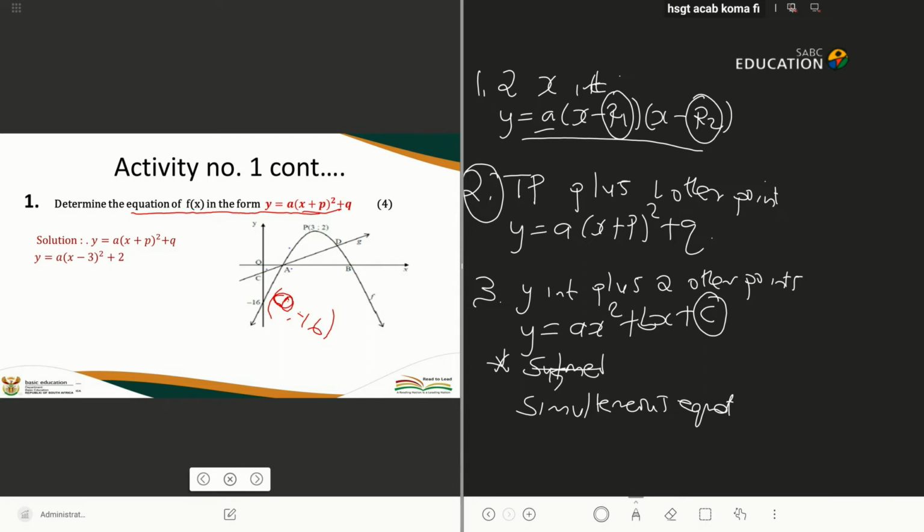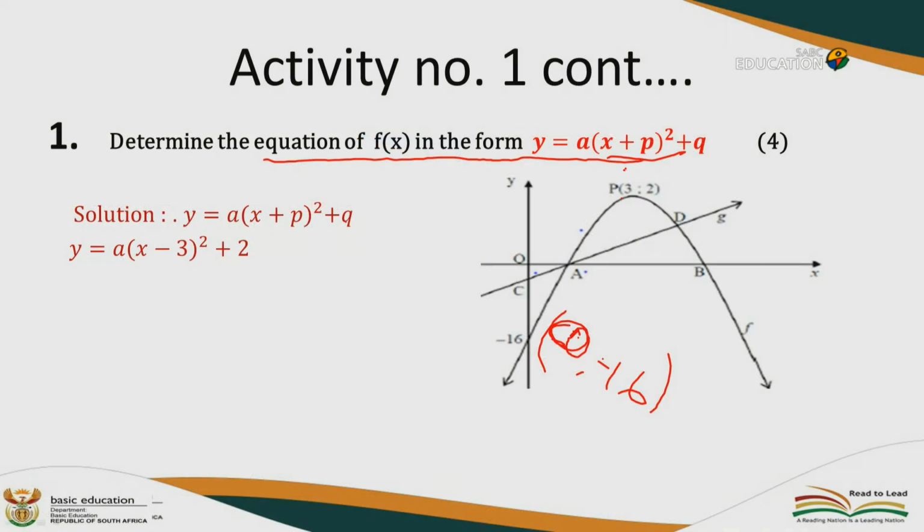So if our p here is positive 3, it means our p is going to be negative. Then when you substitute, your p is negative 3. Our q is positive 2, so we're still going to have our q as positive 2. We're just going to substitute p and q into the standard form, y is equal to a into x plus p all squared plus q.